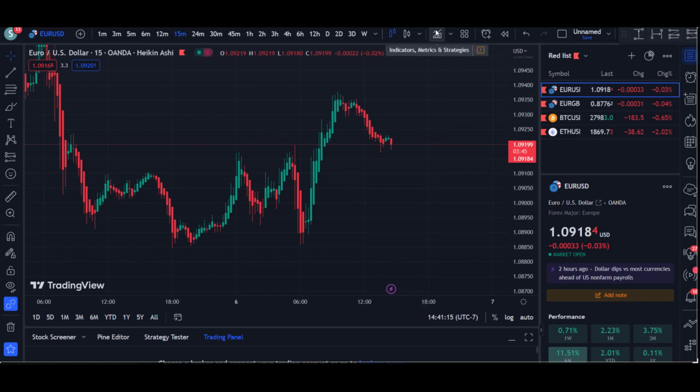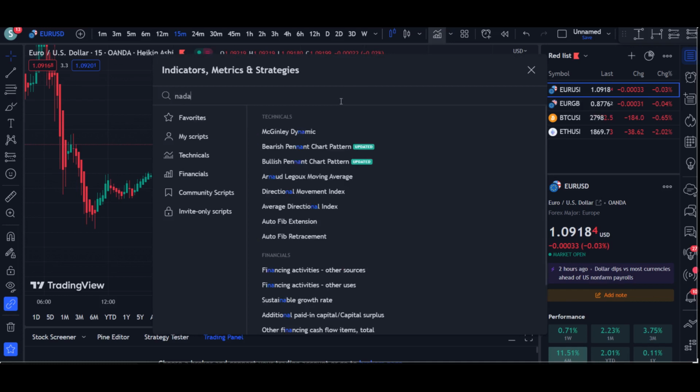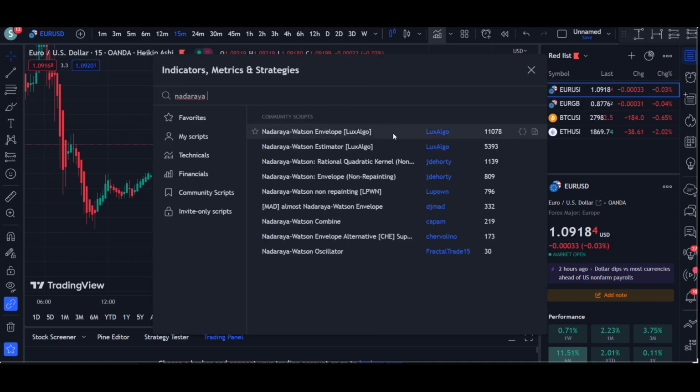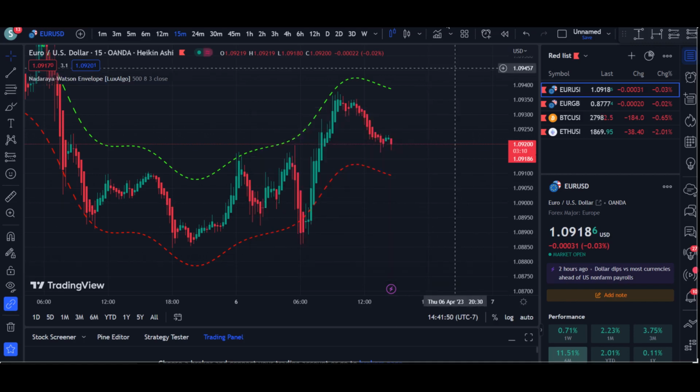We're going to go up to indicators here. The first indicator that we're going to look up is the Nadaraya Watson envelope by Lux algorithm. We're going to click on that. After that, we're going to go over to settings. We're going to uncheck the labels and the tables box. So it should look just like that.